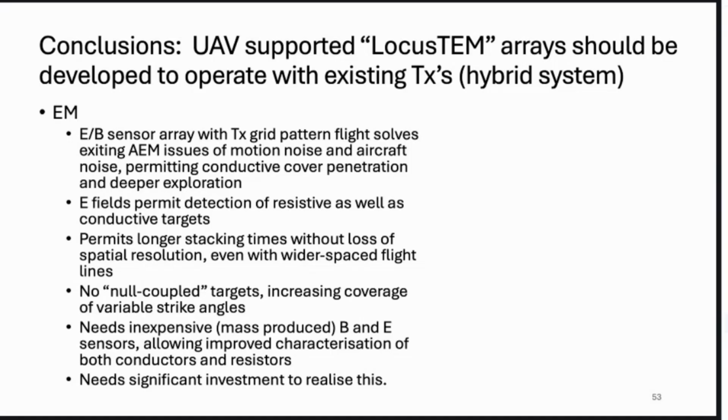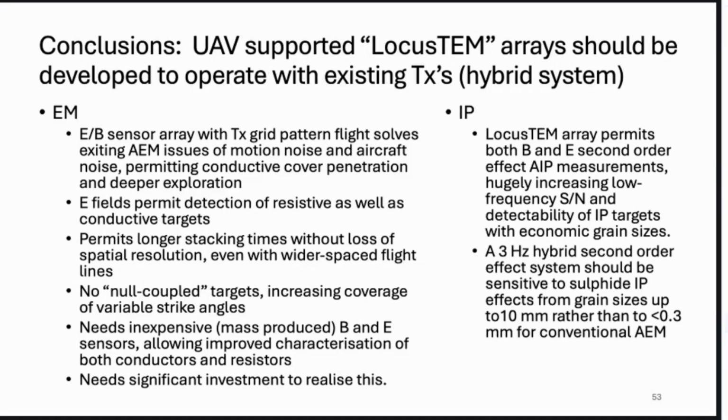What it needs is inexpensive mass-produced B and E sensors and a significant investment to realize this. For IP, the fact that we're measuring E as well as B makes IP a second-order effect rather than a third-order effect. Huge increases in low frequency signal to noise. A 3 hertz transmitter, which is quite easy to fly, not easy to measure the response airborne, but we will fly a low frequency transmitter, should be sensitive to sulfide IP effects to much larger grain sizes.